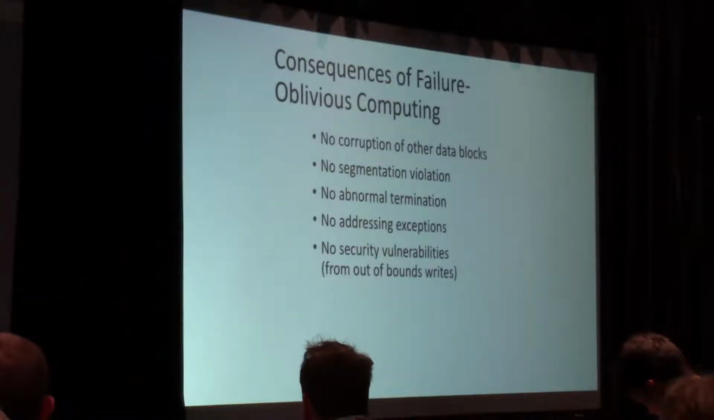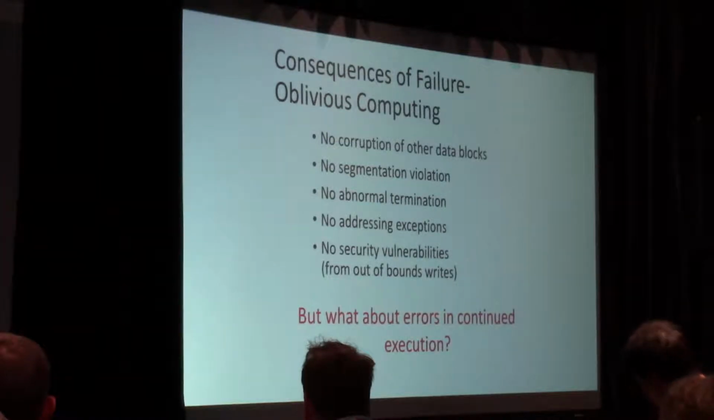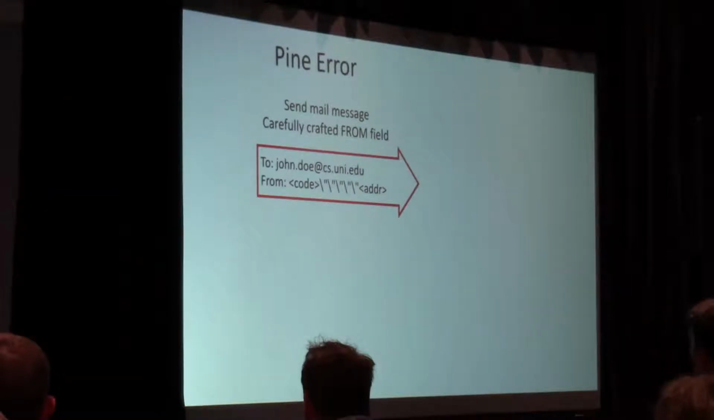Okay, now you've seen, okay, I can go through all these, but everybody realizes that only wonderful things happen. Okay? But, as always, what about errors in continued execution? Well, let's see one. So, anybody heard of this Pine mail program? Yeah, we've used Pine before. Turns out that certain versions of Pine have this vulnerability where you can send somebody a message. It's got the from field that has a carefully crafted address in it.